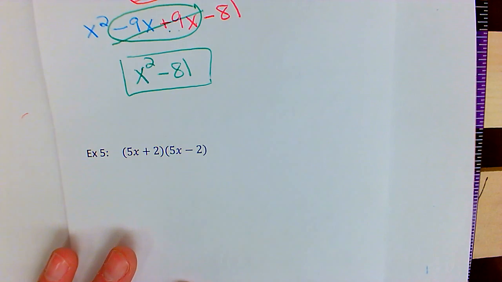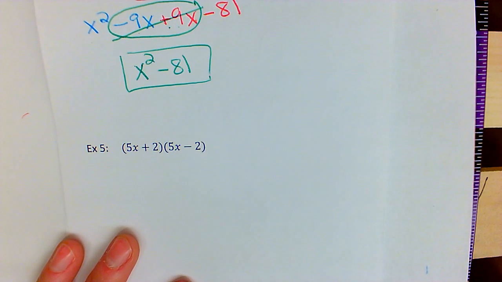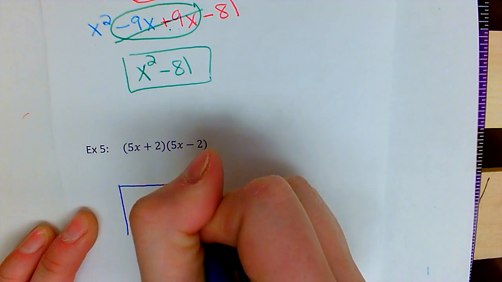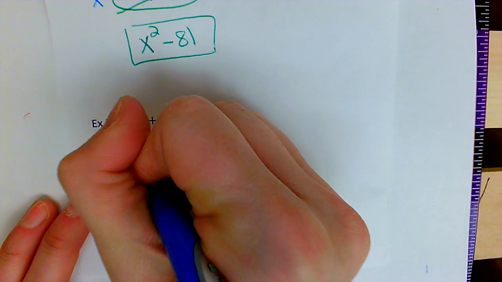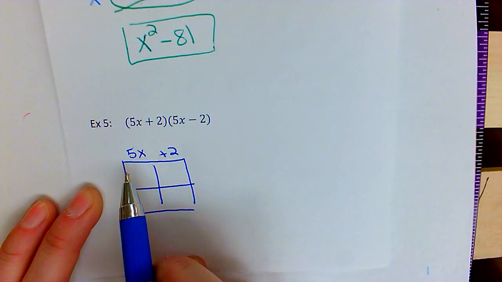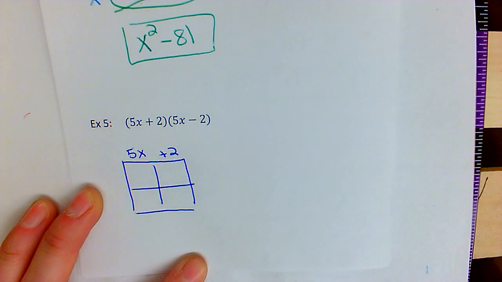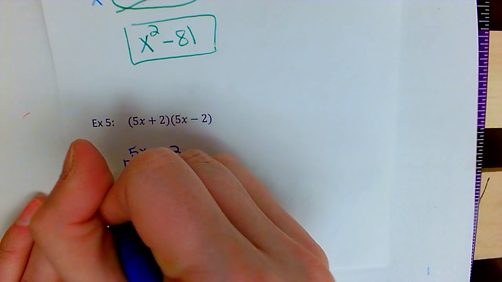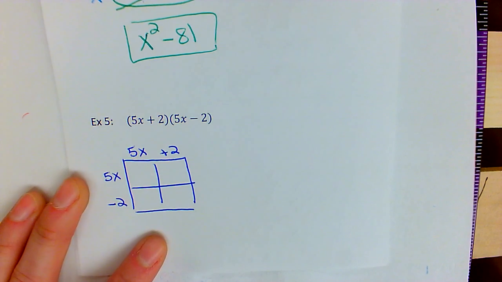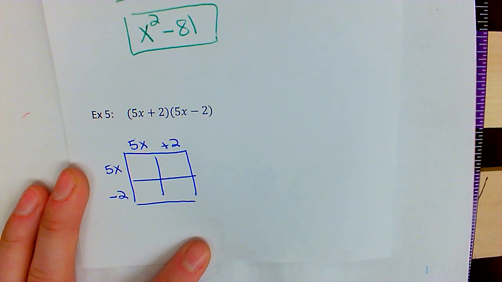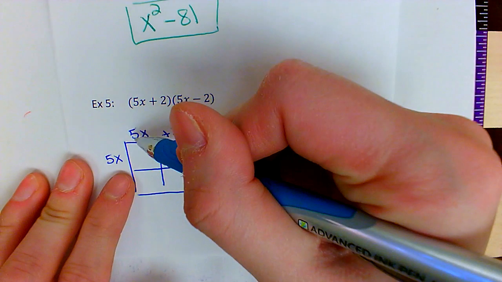Okay, so let's do the same thing on example number 5, but this time I want to show you using the box method. Okay, so for the first problem, I've got 5x plus 2, and it didn't matter if you put it on the top or the side. And the next one has a 5x and a negative 2. Make sure you keep that negative sign with the 2. It's a little bit easier for me to see now exactly what I'm multiplying.